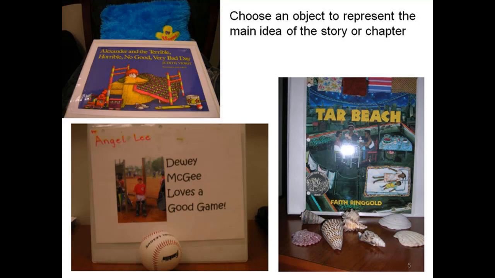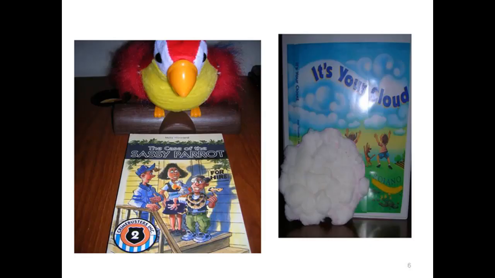We chose a baseball for Dewey McGee Loves a Good Game and shells for Tar Beach. You could also use pieces of asphalt for Tar Beach. Here we used a parrot for this chapter book and clouds for It's Your Cloud. Notice that the clouds are just cotton balls glued to construction paper. You can often find inexpensive ways to make what you need.